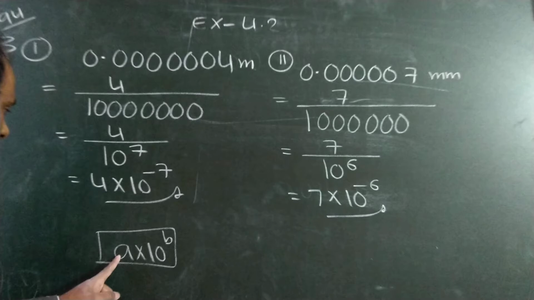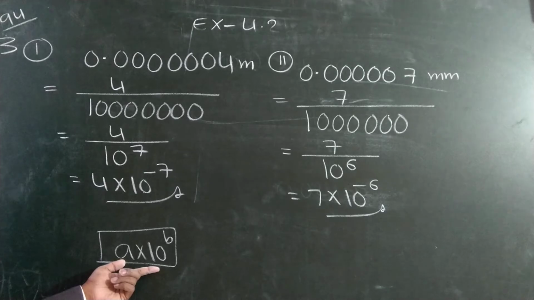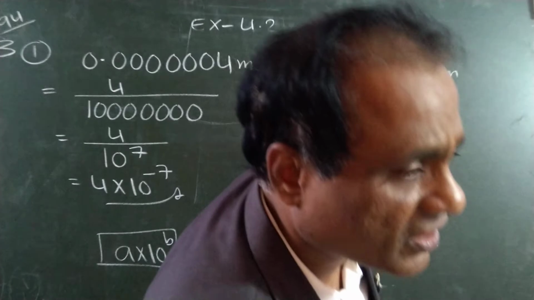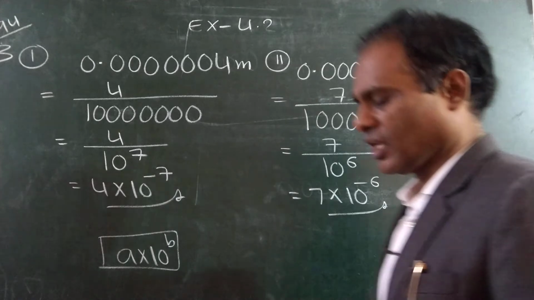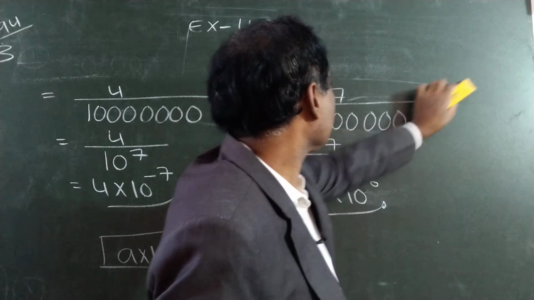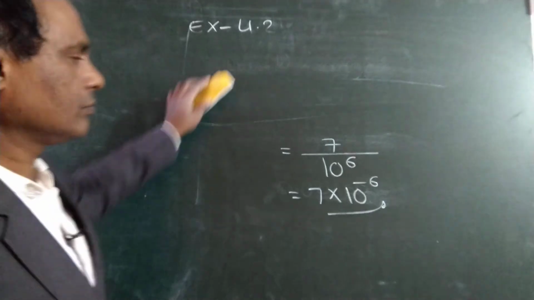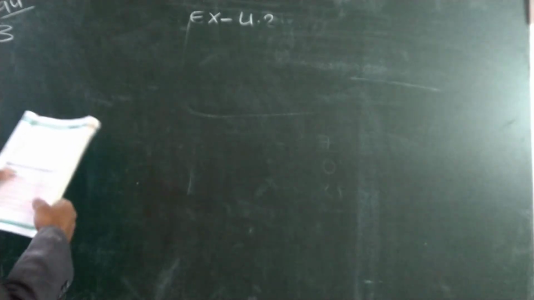1 digit into 10 to the power of something. Same. Copy the third question, students. All of you copy the third question. Same model, repetition, same model. See here.